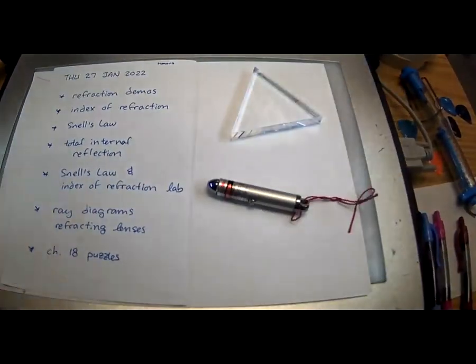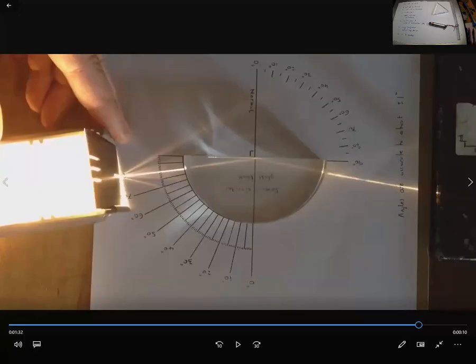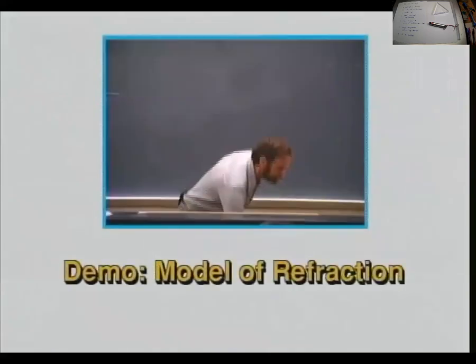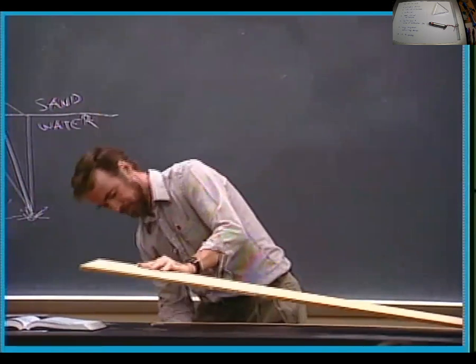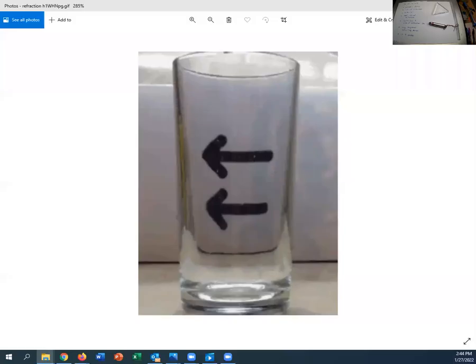Okay, so I'm going to switch the screen over and have Paul Hewitt introduce this idea. Inclined plane. Pause real fast, I got some pictures.